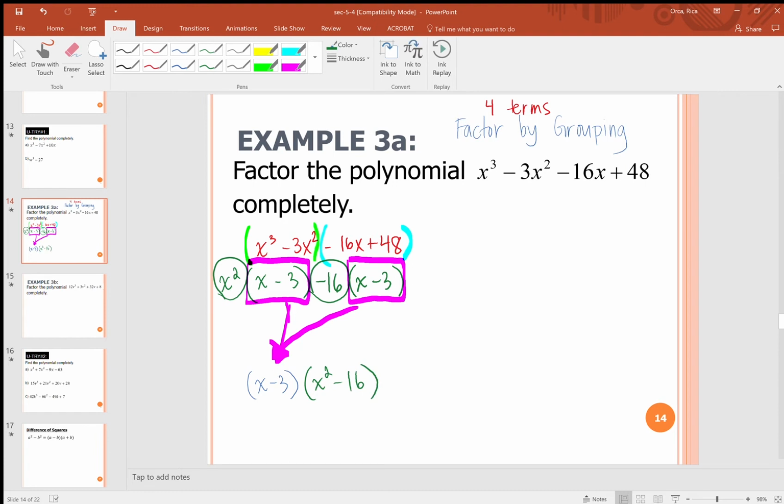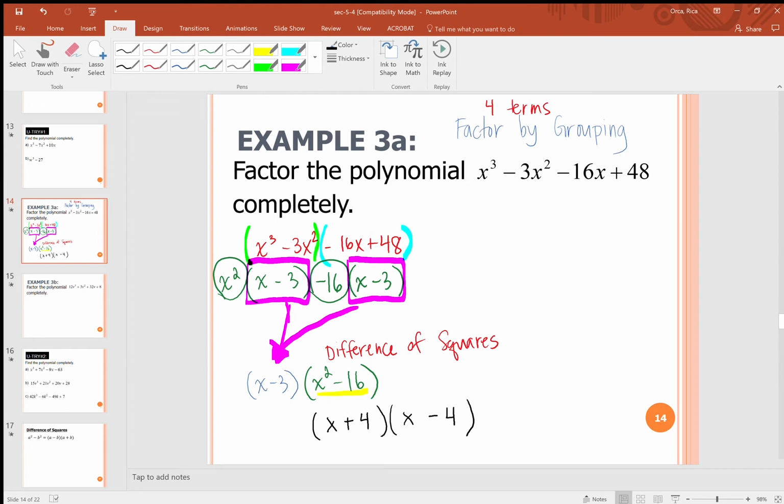But we're not done. Notice how the x squared minus 16 is a difference of 2 squares. So let's go ahead and take this a step further. Let's factor out x squared minus 16. When factoring a difference of squares, we know that the binomials are going to look exactly the same, but the signs will be different. So one will be positive and the other one will be negative. I know x times x is x squared, and 4 times negative 4 is negative 16.